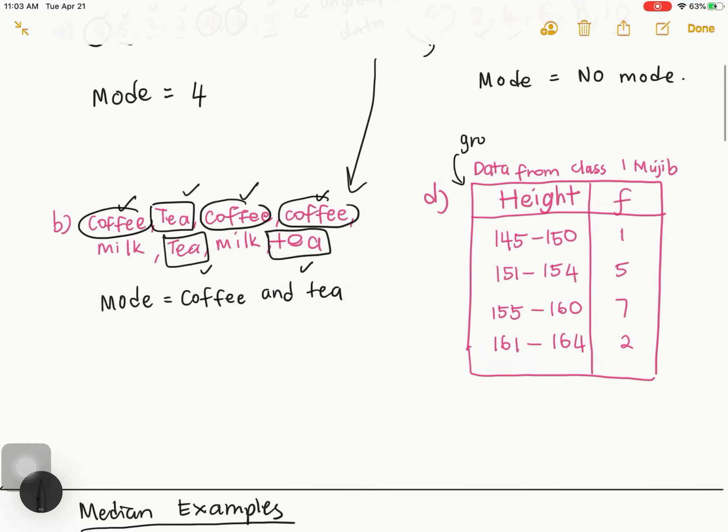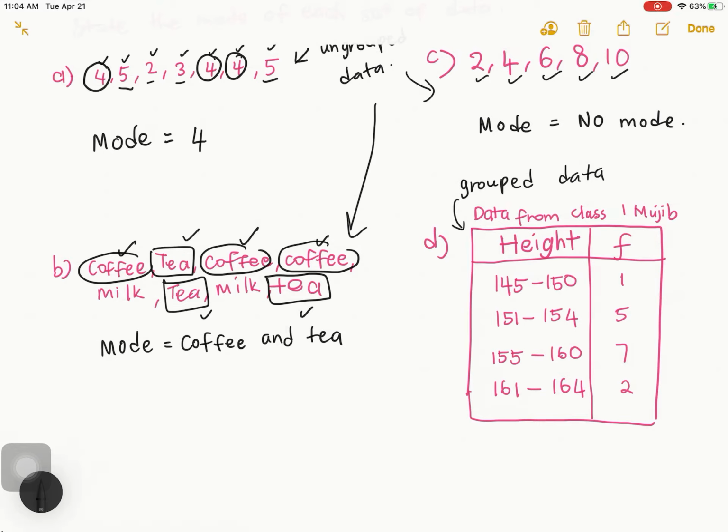But what about this one? This is what we call grouped data. What is grouped data? Grouped data is normally arranged in a table, and it has a range. This data I took from my daughter's class. From 145 to 150, the frequency is only one student with that height. From 151 to 154 cm, it's 5. From 155 to 160, it's 7.